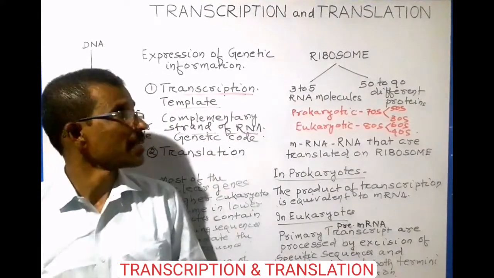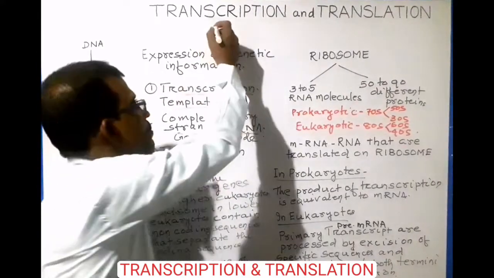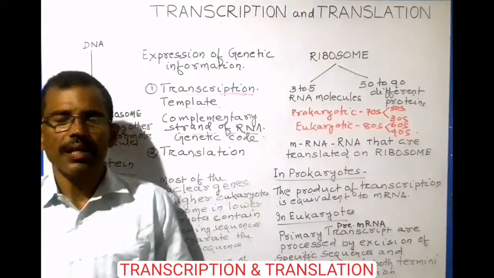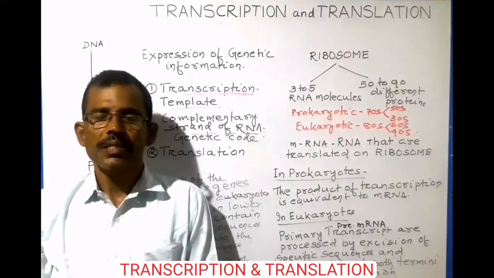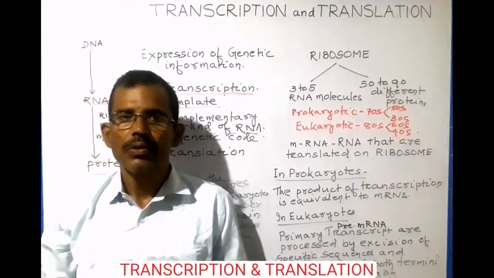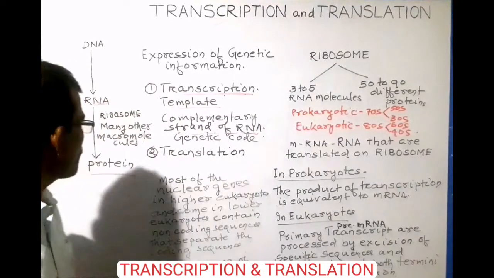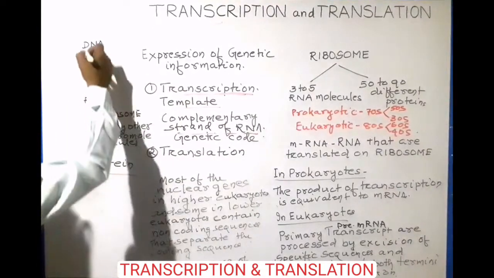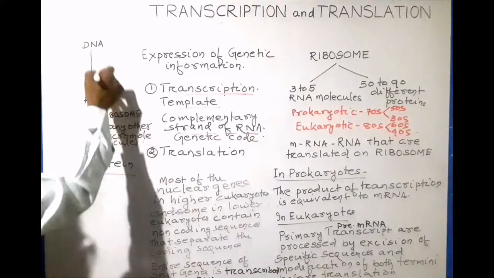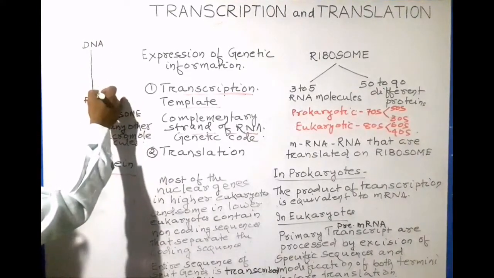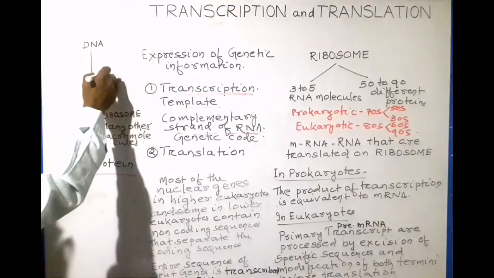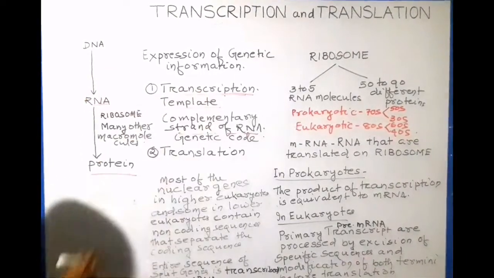Friends, today we shall discuss about transcription and translation. As we discussed earlier, the process of expression of genetic information involves two steps. First step is the transfer of genetic information from DNA to RNA. This process of transfer of genetic information from DNA to RNA is known as transcription.